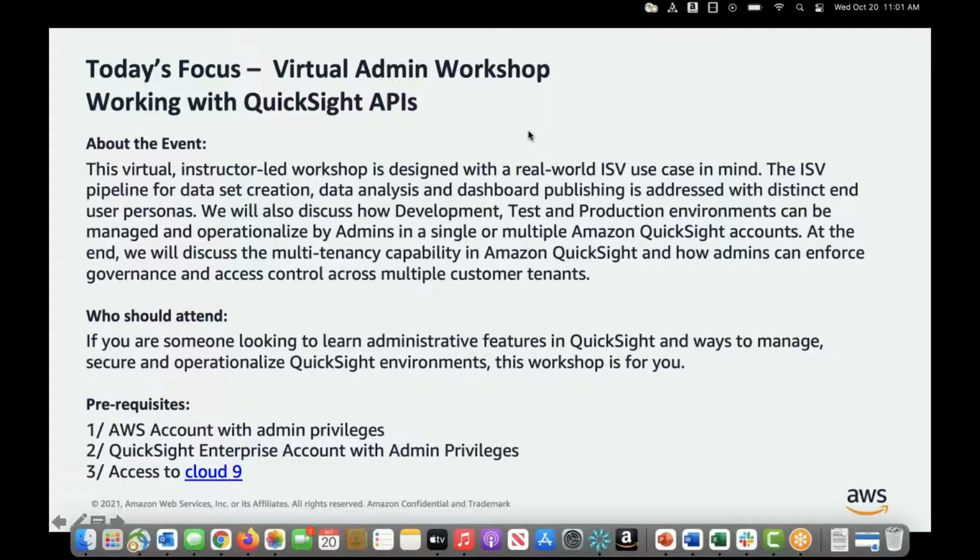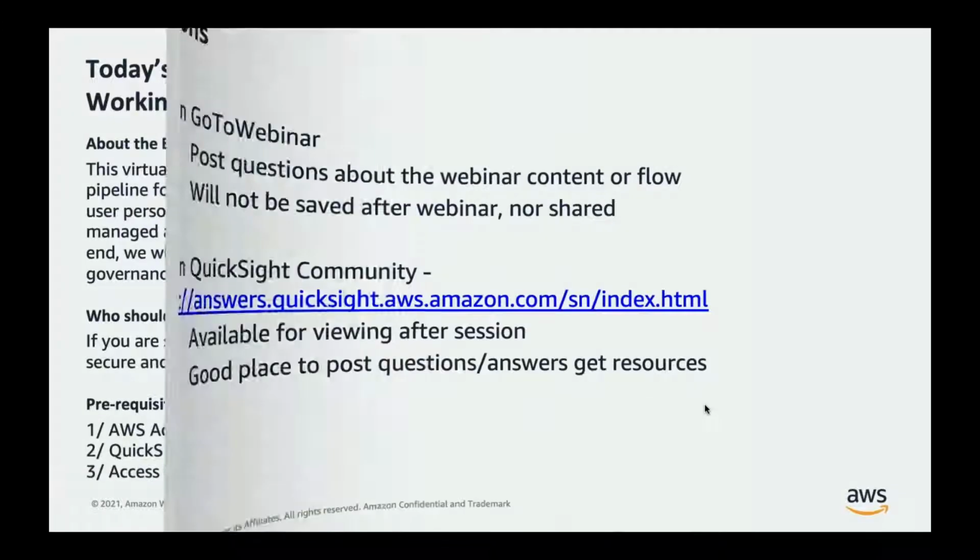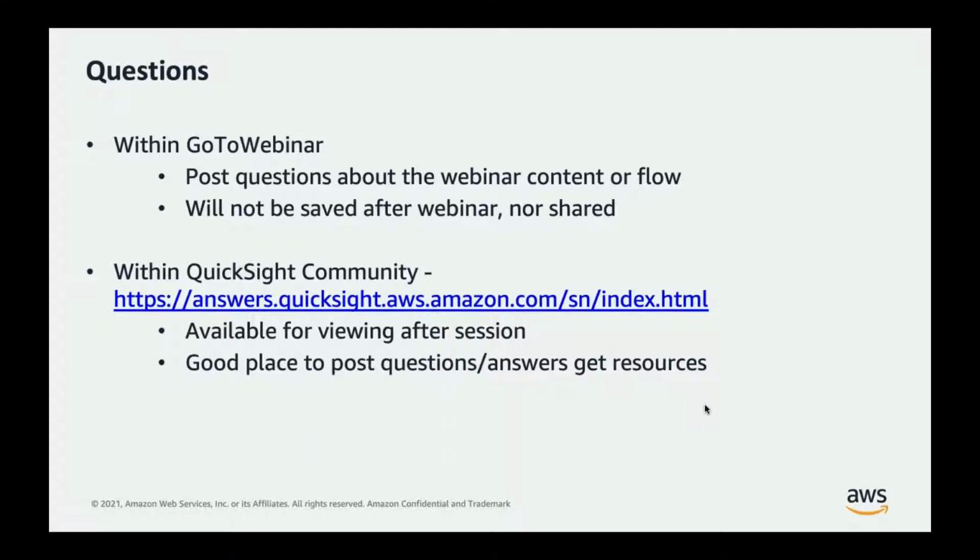You should have an AWS account with admin privileges, and specifically for QuickSight, you'll want an enterprise account rather than a standard account and have admin privileges, and we will be working with Cloud9. So hopefully all of those things apply to you, and you're going to be in for a really information-packed session. Again, we're trying today to not just present to you, but give you a chance to follow along and get in-depth hands-on activities. One of the other goals that we have today is to try and answer as many questions as we can.